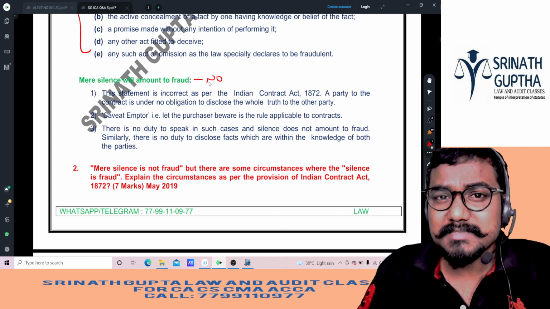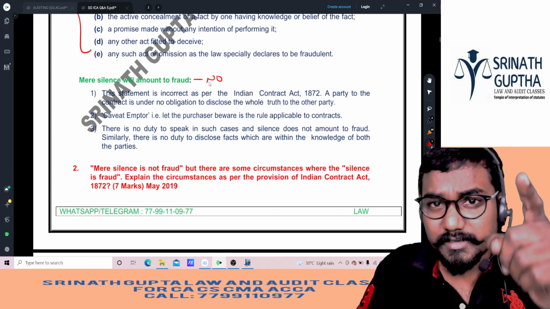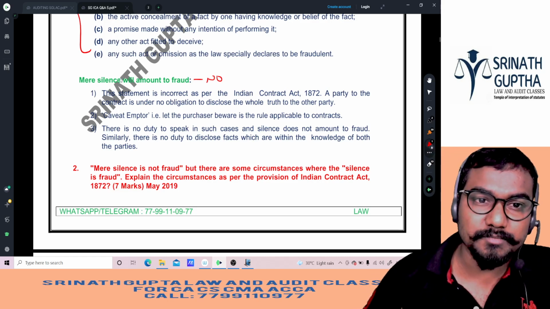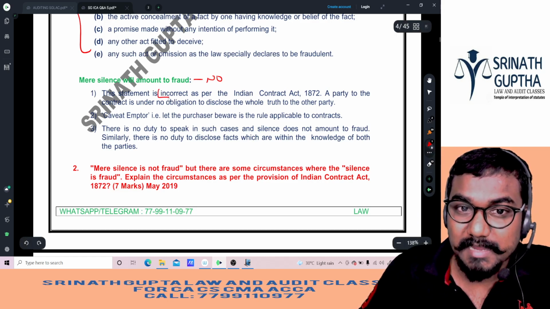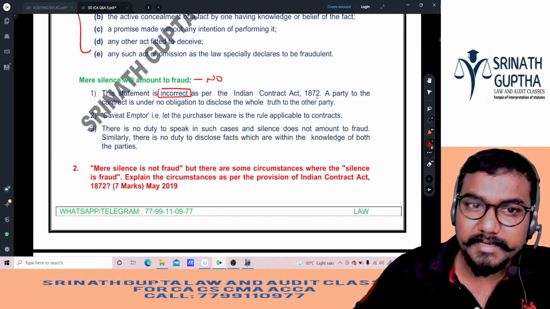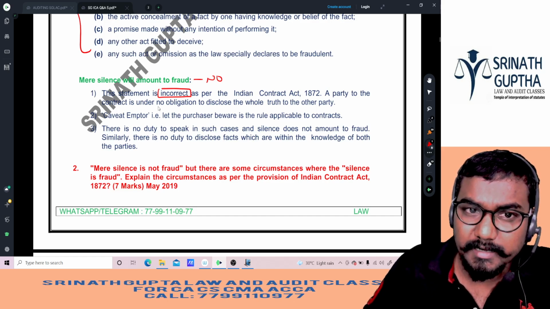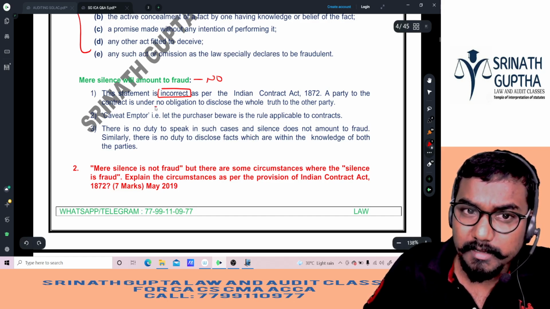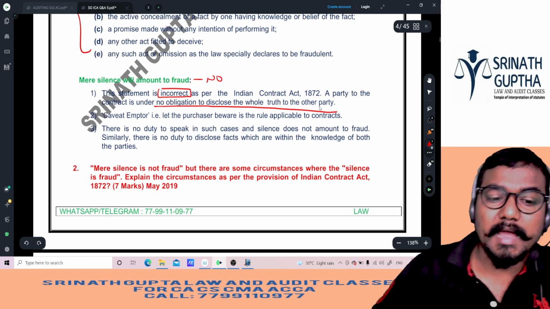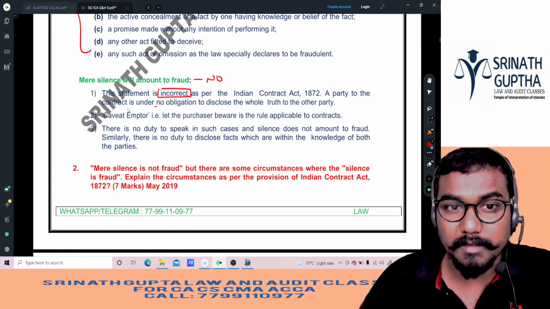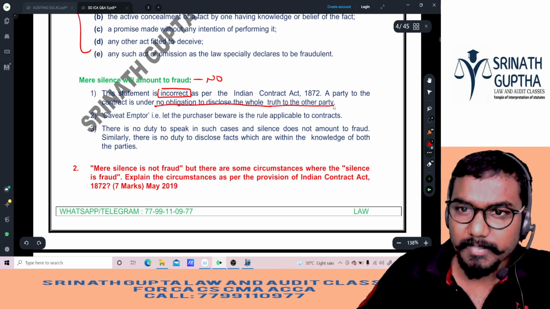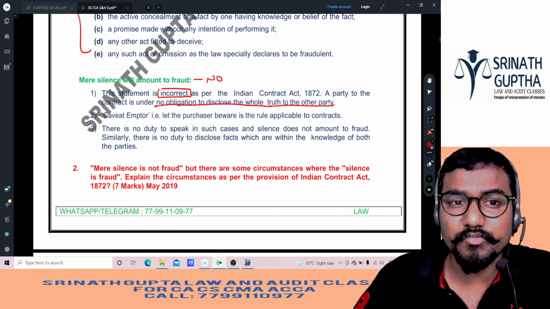In the same way, being a seller, we need not disclose the defects in the goods. It's a duty of the buyer to choose the good which will satisfy your requirement. So the statement is incorrect. That means silence will not amount to fraud. As per the Indian Contract Act 1872, a party to a contract is under no obligation to disclose the whole truth to the other party. I need not disclose the whole truth. Being a seller, we will not disclose the whole truth to the buyer. So silence does not amount to fraud.